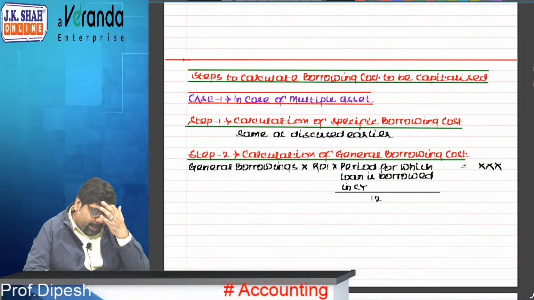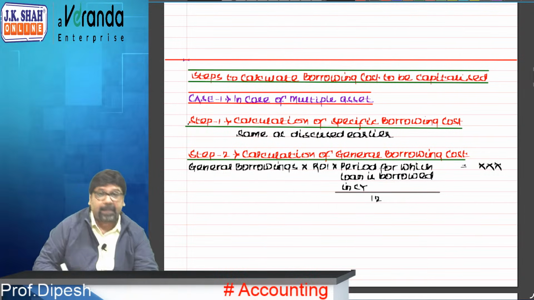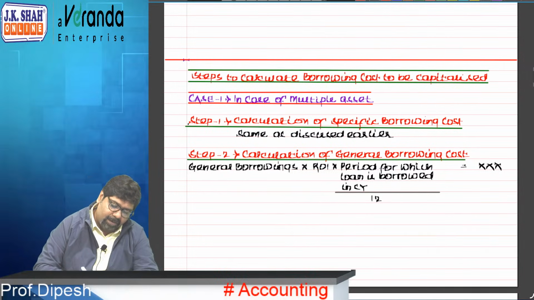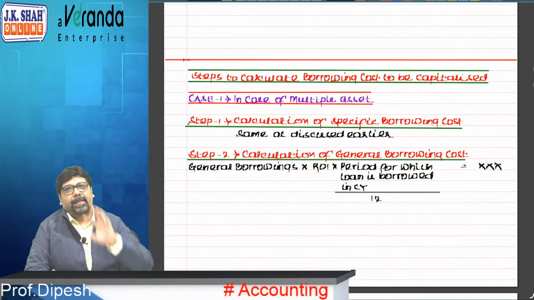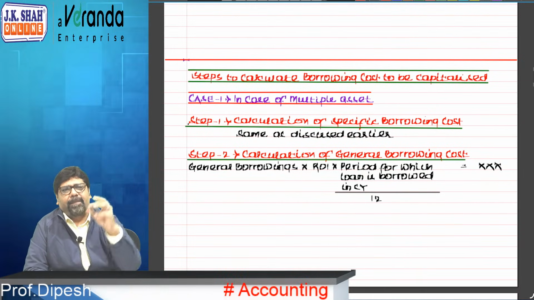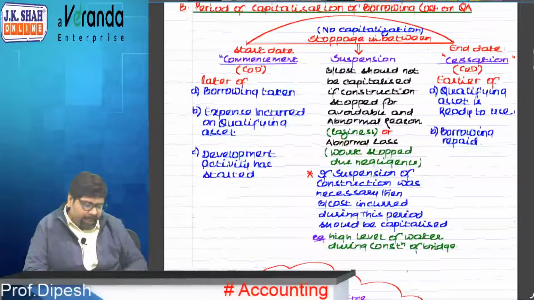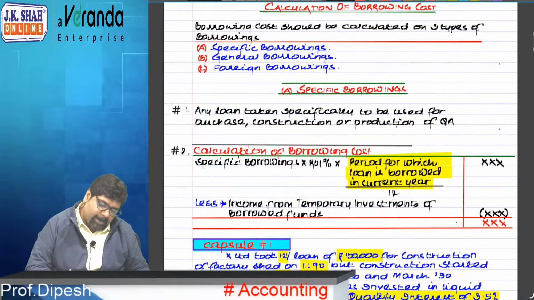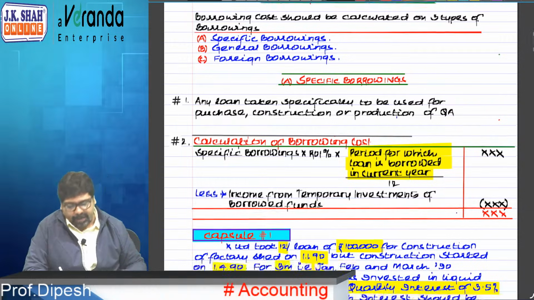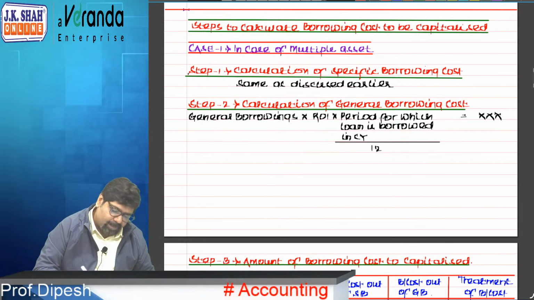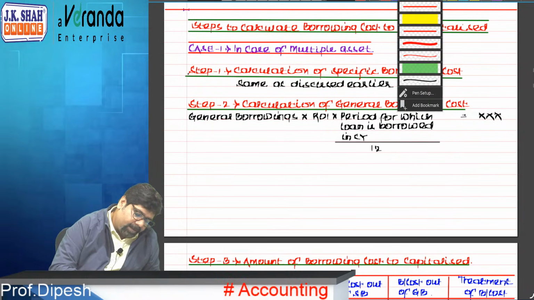Calculate borrowing cost to be capitalized. In case of multiple assets, that means you have got more than one asset. Calculation of specific borrowing cost, same as discussed earlier. That is actual borrowing cost minus income from investment of borrowings in idle time. We had calculated over here. Minus income from temporary investment of borrowed funds. That is how you calculate interest on specific borrowings. Calculation of interest on general borrowings: general borrowings into rate of interest into period for which loan is borrowed in current year. This is general borrowings. This is specific borrowings.